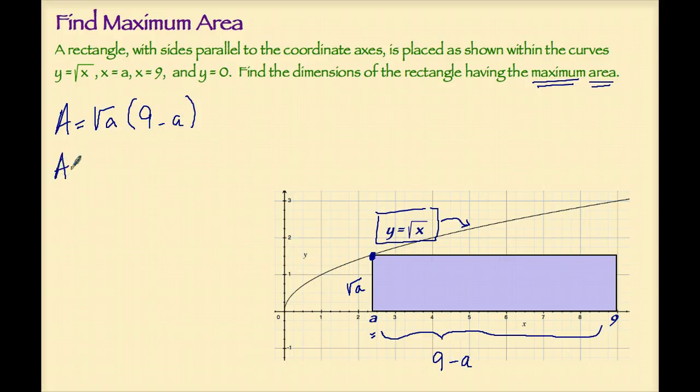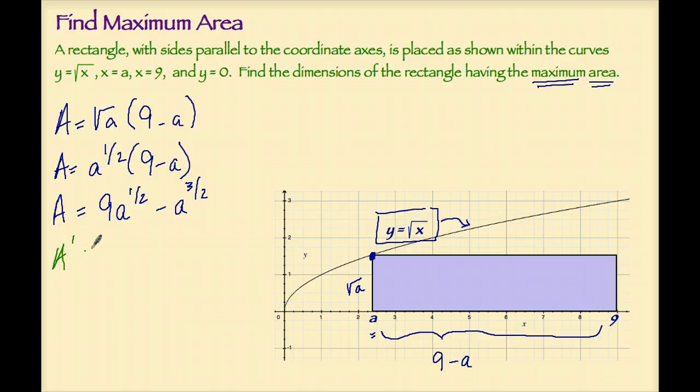Now let's rewrite this as a to the 1/2 times 9 minus a, and distribute that a to the 1/2. We'll have 9a to the 1/2 minus a to the 3/2. Now we're ready to take the first derivative. A prime will be 9/2 a to the negative 1/2 minus 3/2 a to the positive 1/2. 3/2 minus 1 is 1/2. Now we know that we'll get max or min dimensions here for a by setting this equal to 0.